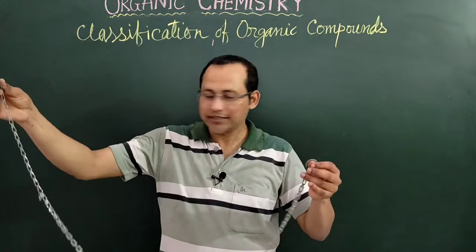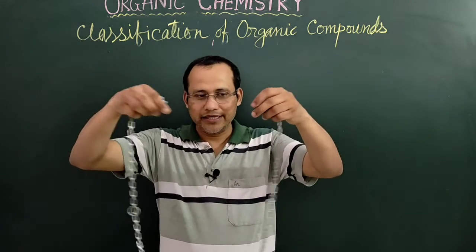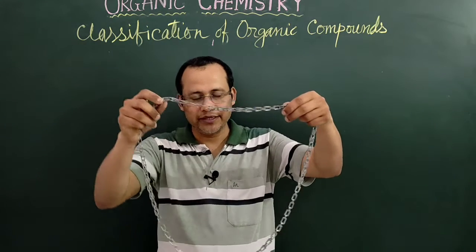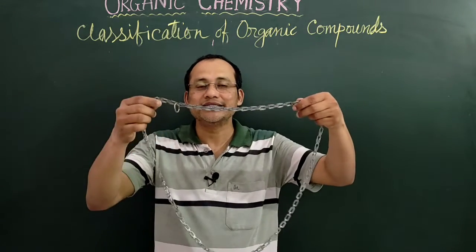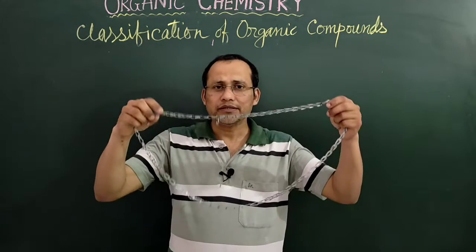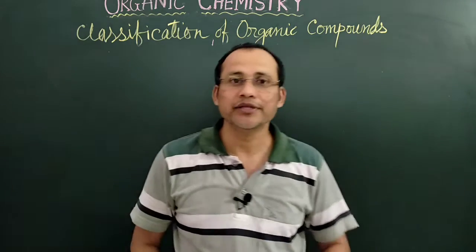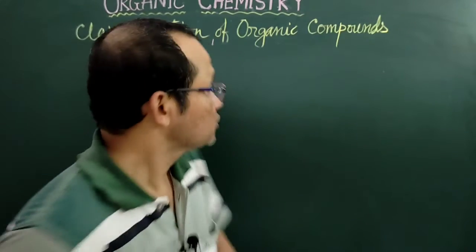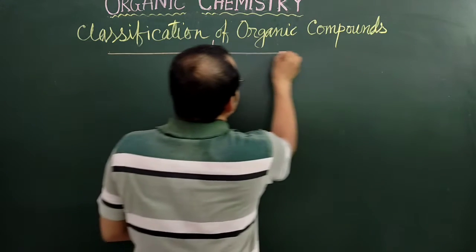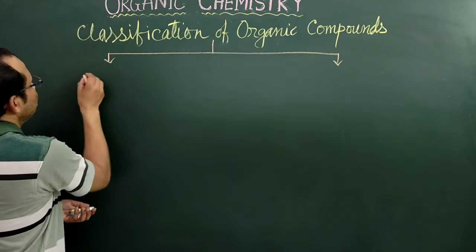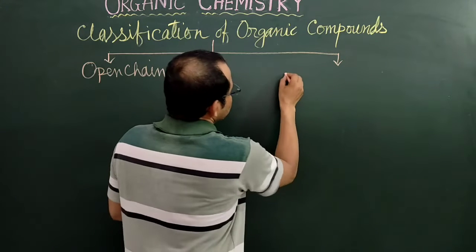Okay, and if this and this are joined together, maybe with one bond, then something like this will be obtained, and from this structure it is clear that this is a closed structure. So these are the two basic types of organic compounds possible. So let me write them down first. Organic compounds basically may be classified into two categories, namely open chain and closed chain.